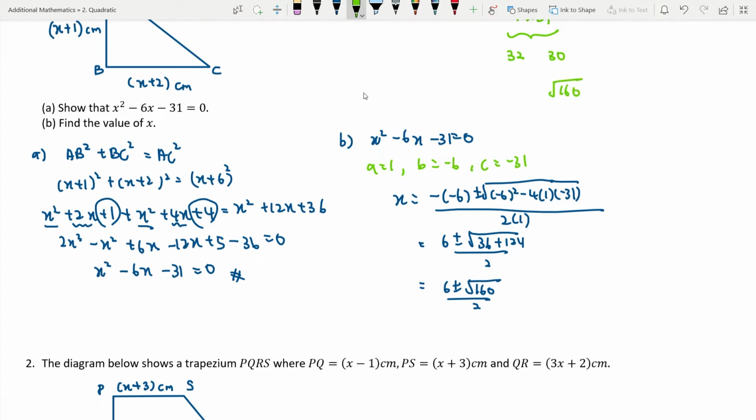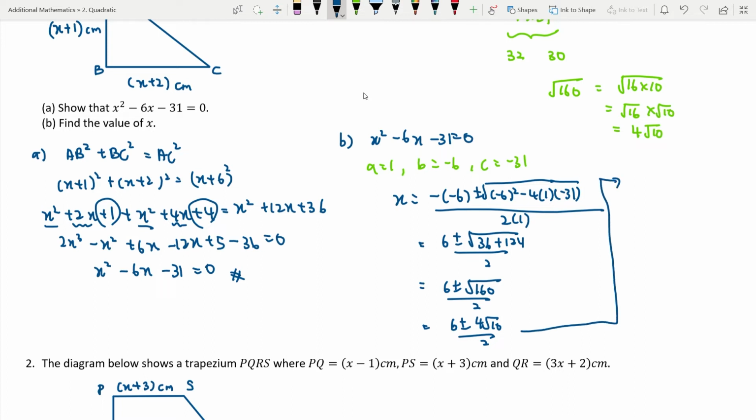Square root of 160, we can separate it into 16 times 10, which is square root 16 times square root 10, and we will get 4 square root 10. So here we will get 6 plus minus 4 square root 10 over 2. Simplify the equation, we will get x is equal to 3 plus minus 2 square root 10. Therefore, x is equal to 3 plus 2 square root 10 and also 3 minus 2 square root 10.